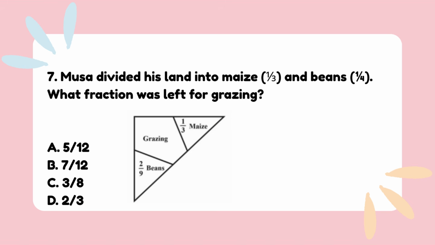7. Musa divided his land into maize 1/3 and beans 1/4. What fraction was left for grazing? A. 5/12. B. 7/12. C. 3/8. D. 2/3.